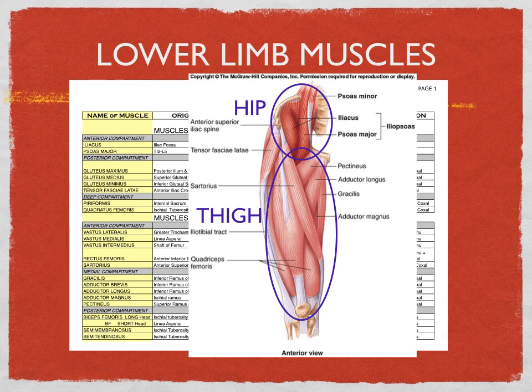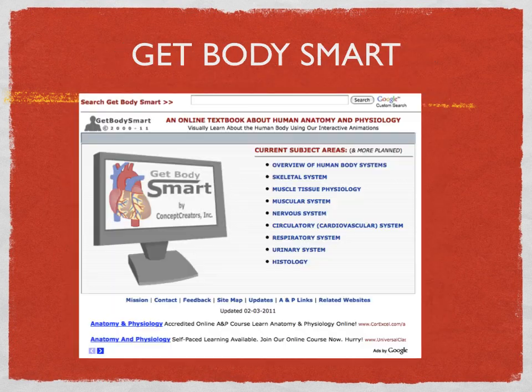I can recommend to you a website that will help you with this as well. Go to your favorite browser and put the words in Get Body Smart, but type them in without spaces, all as one word, .com, and you will see this homepage that you're seeing right here. And you'll see a list of current subject areas.